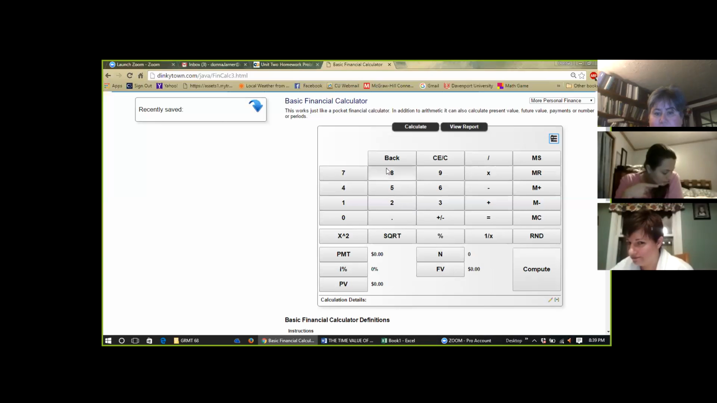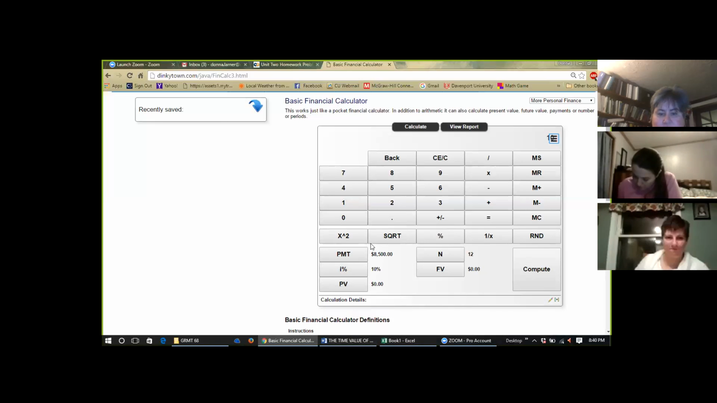So all we've got to do is put our $8,500 in as our payment, because that's what we're paying into this account, and put in how many years we're going to do it. So the number of years is 12, and the interest rate is 10%. And we want to know how much we'll have in the future, so we'll compute future value. If we did 12 years of $8,500 and let it grow with interest, we'd have over $180,000.